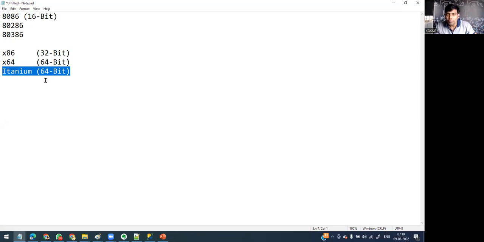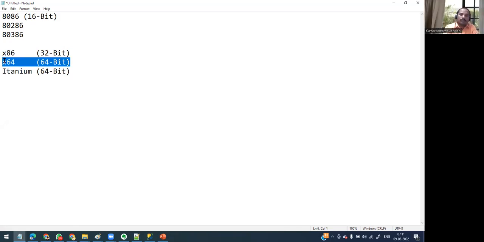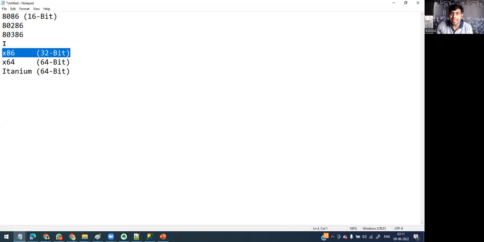So in the market, what will you find now? If you go and purchase in the market, you will find x64 only, 64 bits, because 32-bit is gone and Itanium was a flop. If you purchase any new laptop or server today, you will purchase only x64.